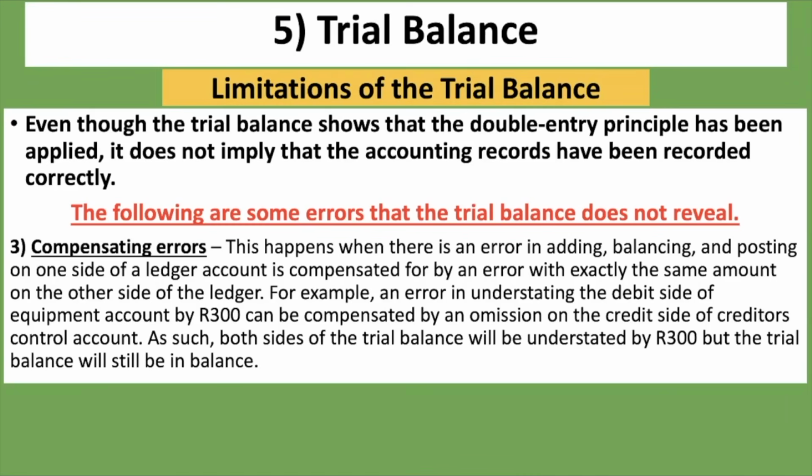So what are we saying? We're saying that if you've recorded all your transactions relating, for example, to equipment and you've understated it by 300 Rand for some reason, and you have omitted an amount of 300 Rand for creditor's control, that means the debit side omits 300 Rand, the credit side also omits 300 Rand, your trial balance will still be in balance. So it will not show those compensating errors where you've made an error on the right hand side and the left hand side of the same amount. Then you won't be able to know that by looking at your trial balance because it will still be in balance. And that is a trial balance.